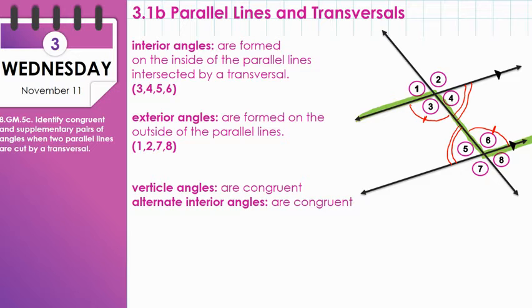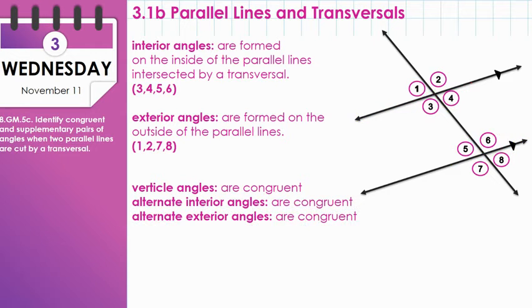They alternate the sides of the line that they're formed by. They alternate on the sides. So with that, we have alternate interior. So we also have alternate exterior. Alternate exterior angles. And so we identify exterior. Exterior is on the outside.